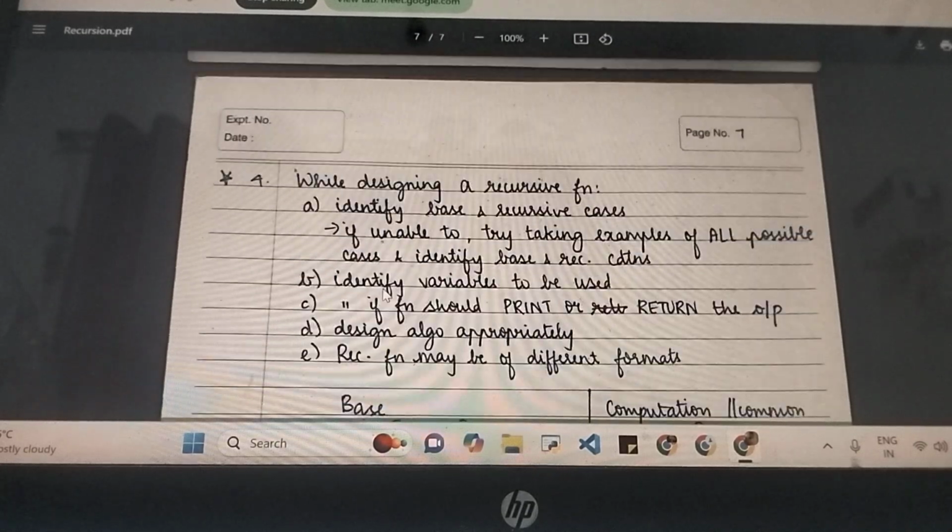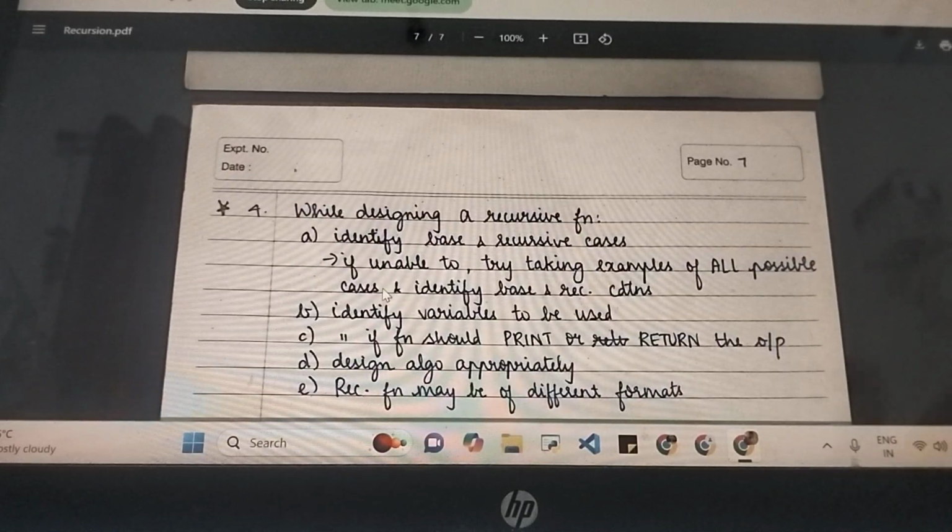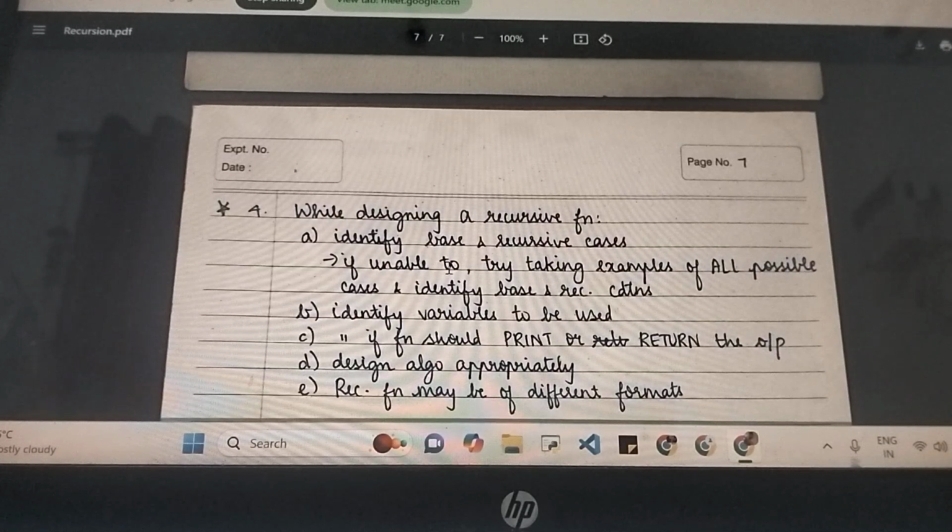And yeah, the last and most important point while designing a recursive function. This is what we've been seeing throughout the session, but again, at the cost of repeating myself, identify the base and recursive cases. Again, how to go about this? If it is a sequence type question, look at the independent and dependent terms.